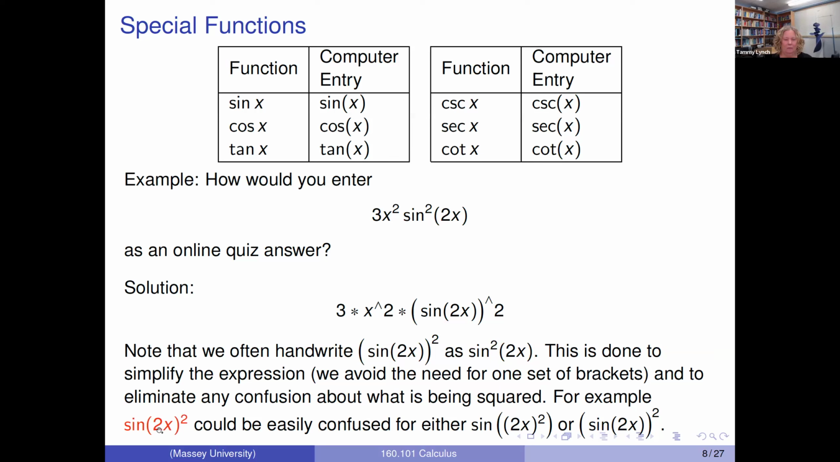You could write the sine of 2x squared on paper as well, but we normally don't do this because it becomes confusing about what we are squaring. Are we squaring 2x, or are we squaring the sine of 2x? Is it the sine of 2x being squared, or are we saying the sine of 2x all being squared? This notation is very confusing. So again, when we handwrite, we tend to write sine squared of 2x because it's easy to read. But in the computer, you must tell it what you're actually doing, which is you're taking the sine of 2x and then you are squaring.